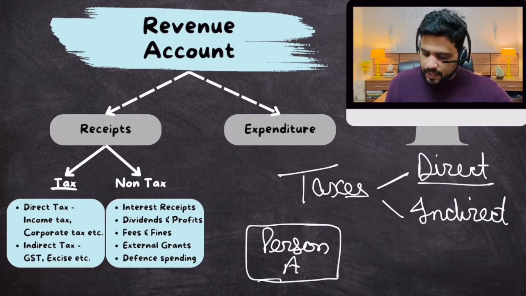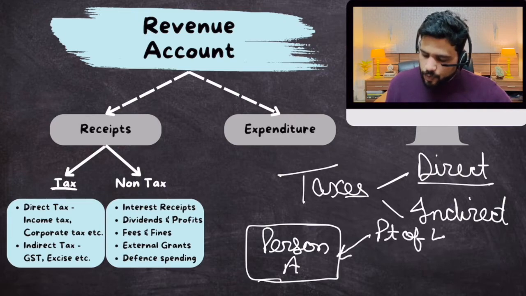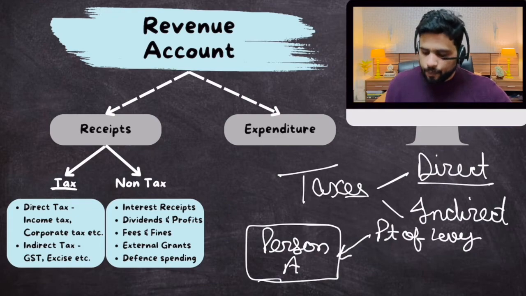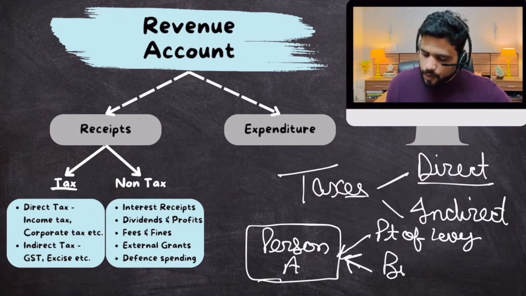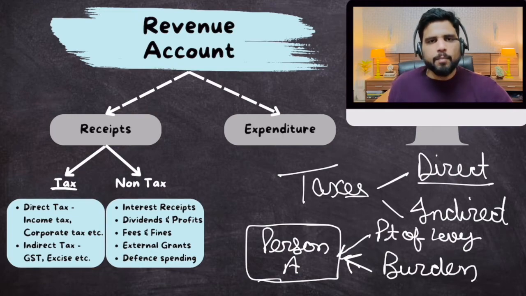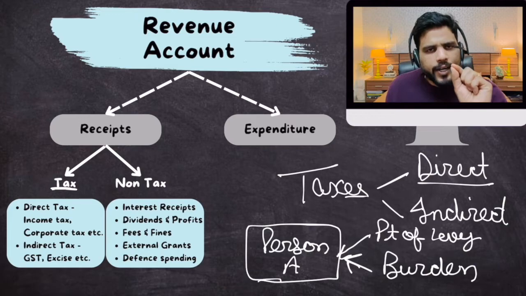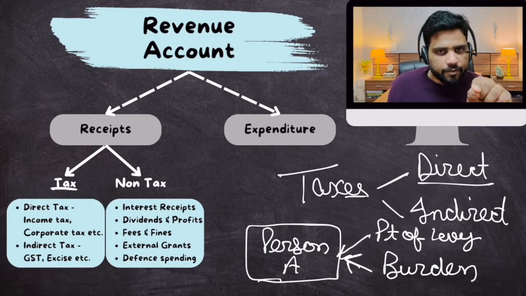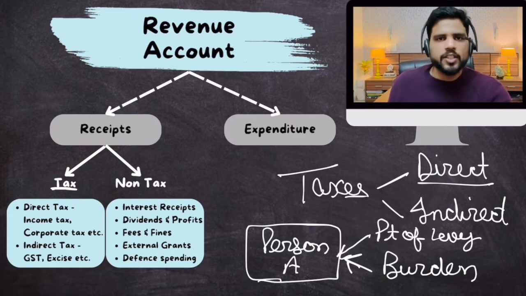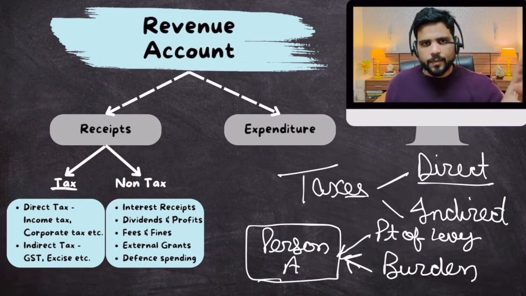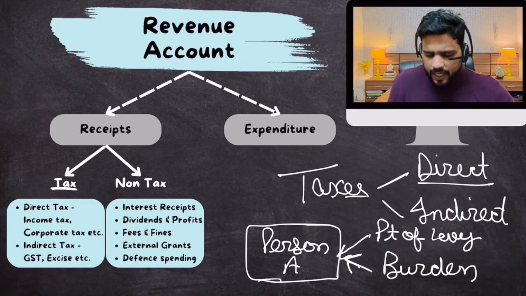Now, in this case, the point of levy of tax, where the tax is collected from, and the burden of the tax are on the same person. So all those taxes which have the same point of levy, that means the government is collecting from that person on whom the burden of that tax is put, those taxes are direct taxes. What are indirect taxes?